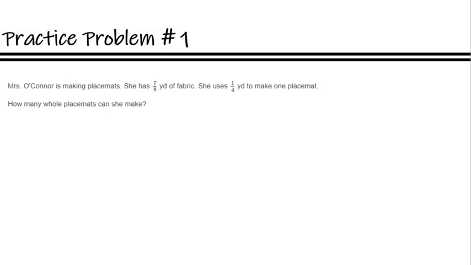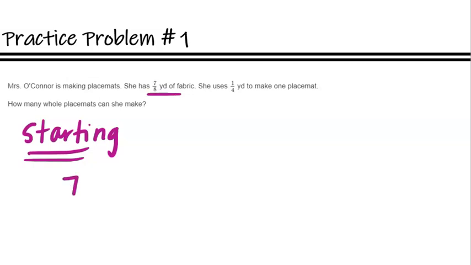So remember, what is she starting with? That's the number that goes first. And for this one, she is starting with this much fabric. I know that I'm going to be cutting it, which is my clue to divide. Okay. And then what size pieces? Okay. She's dividing it into 1/4 yards. So there's my writing. Now I'm going to solve.